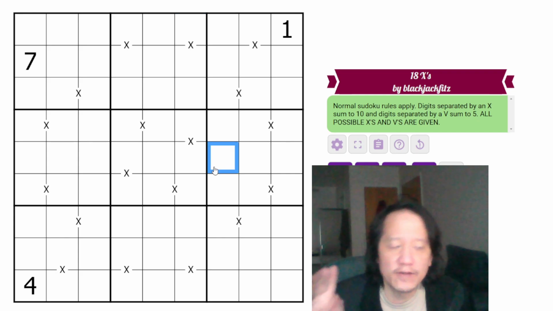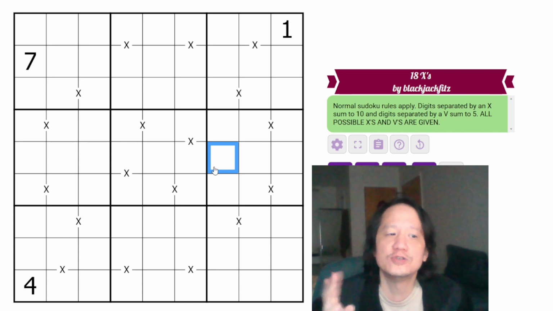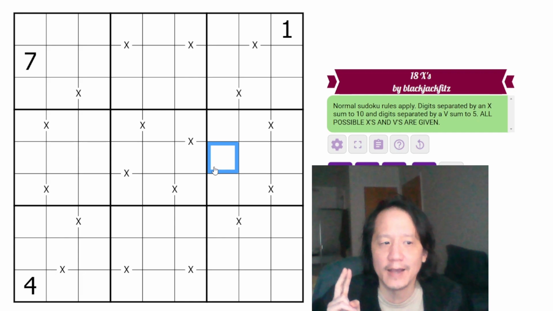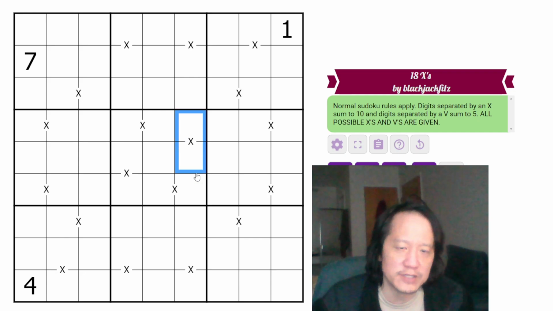So if there are ever two digits that add up to 10, they have to have an X separating them. If there are ever two digits that add up to 5, they have to have a V separating them. And specifically, it has to be a domino, so two cells that are adjacent to each other.